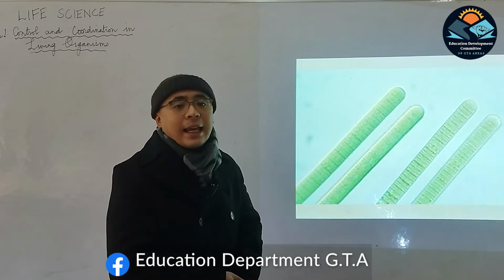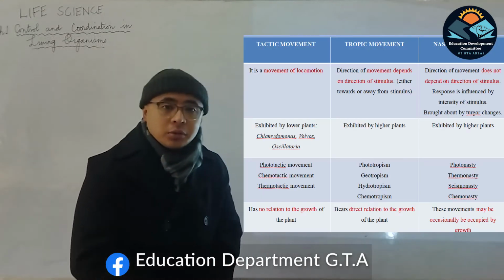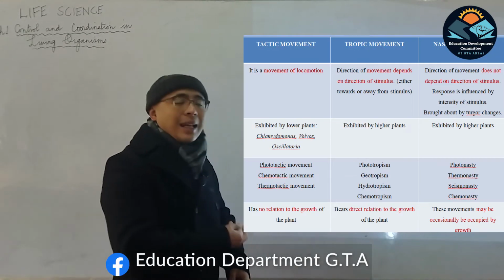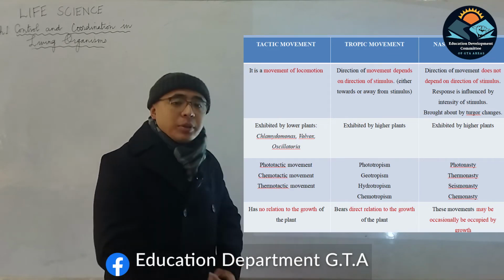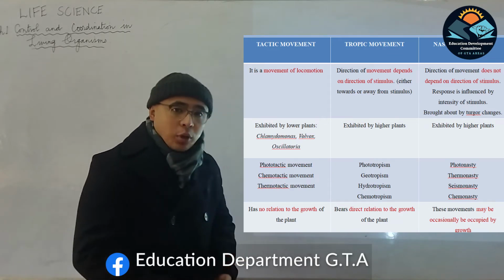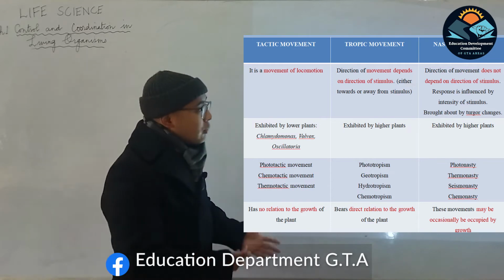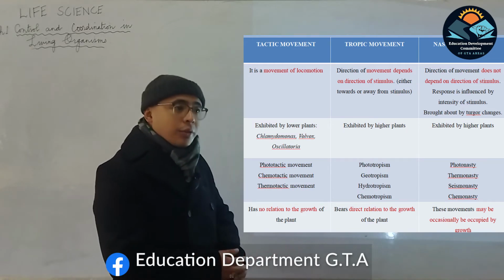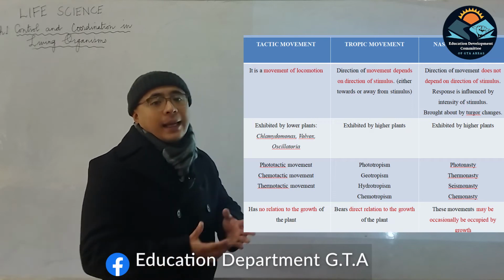So these are the three exceptions. Now, my dear students, we will be discussing the different types of movements shown or exhibited by plants as a form of response to different types of stimuli. These different types of movements are based on the relationship between the stimulus and the response.